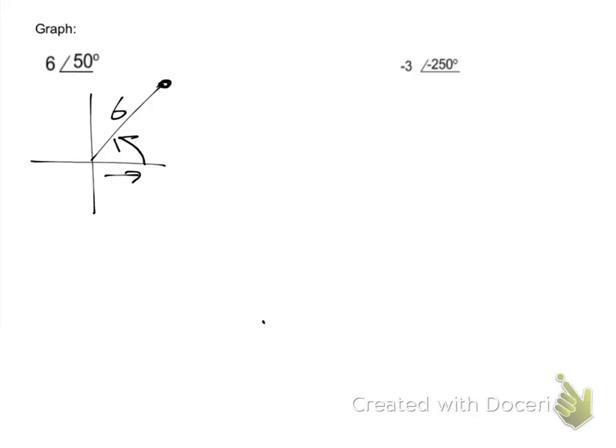So let's take a look at the second one, because that's the one we haven't done yet. I can create the x and y axis. It's a little bit long on the x-axis there. But how far am I turning? I'm turning a negative 250. So the good question is, how do I know how far negative 250 is? First of all, it's negative. I go backwards or down.